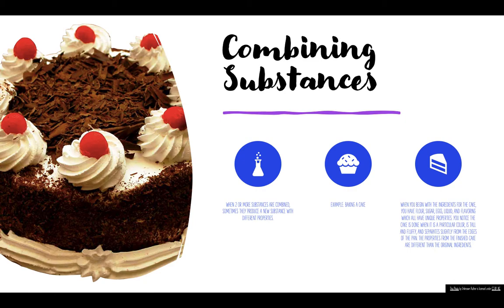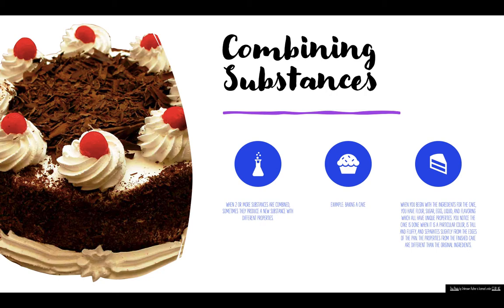You notice the cake is done when it's a particular color, is tall and fluffy, and separates slightly from the edges of the pan. The properties of the finished cake are different than the original ingredients. I take all those ingredients and mix them up and create a cake. I take flour, sugar, eggs, maybe vanilla extract, which gives it flavoring, maybe cocoa powder, which would make it chocolatey, and I combine all those things together.